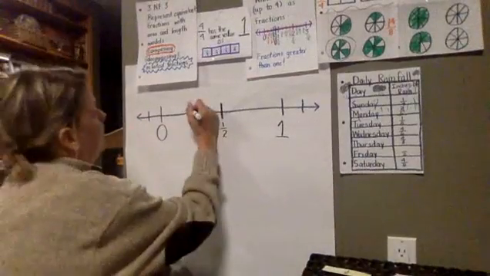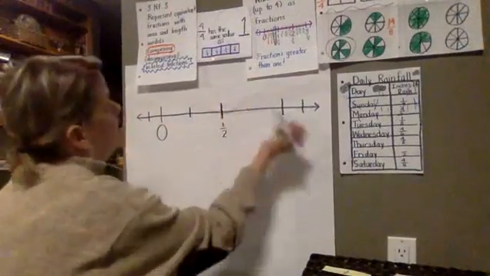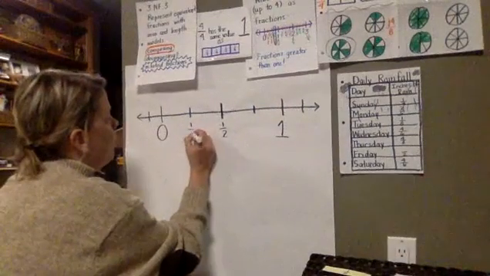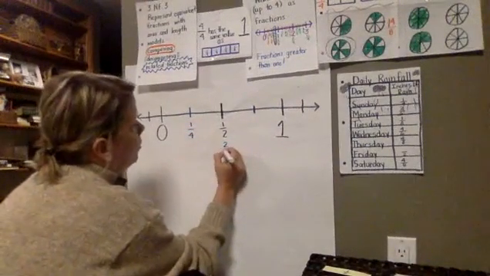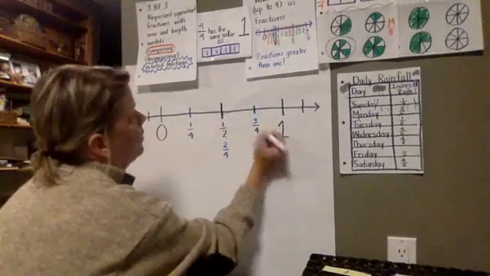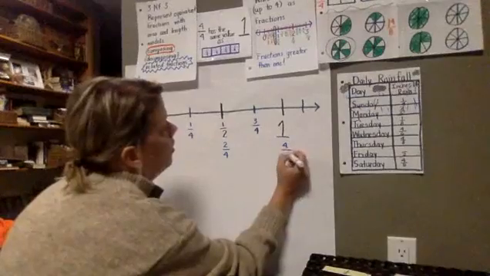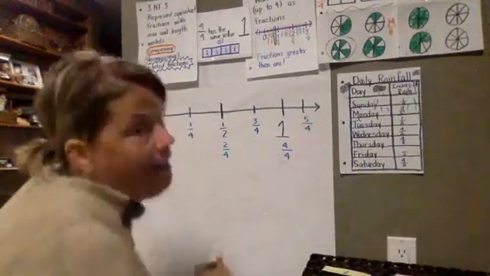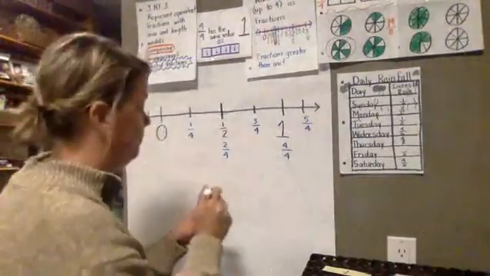Watch. That would be one. So this would be 1/4. This would be 2/4. This would be 3/4. And this would be 4/4. Shoot, this would be 5/4.